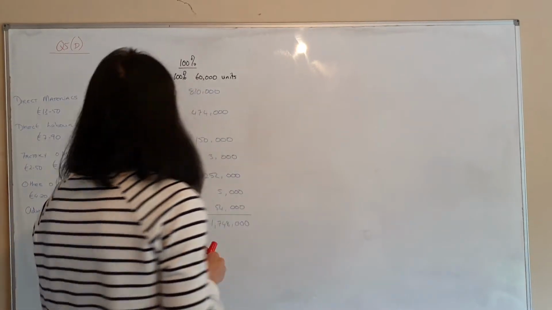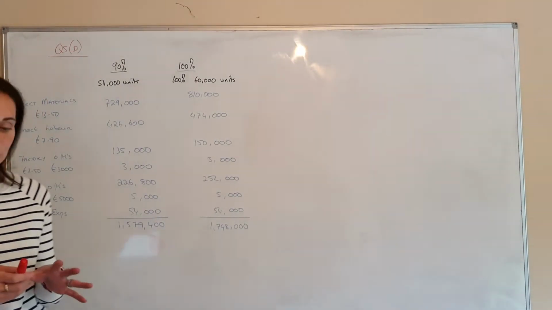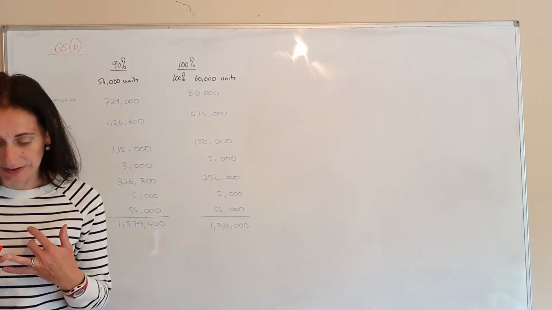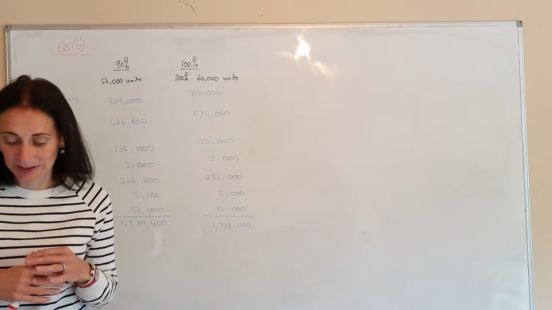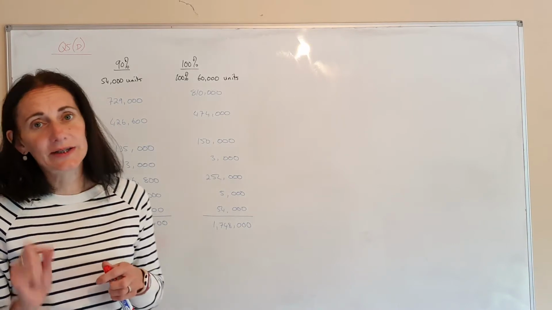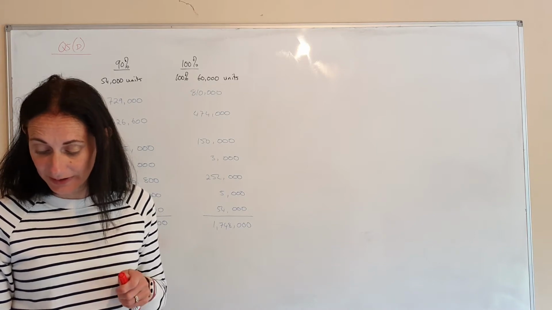Okay, so I'm doing on the board part D, and it asks you, can you do your flexible budget? And it says, can you do it for 90% and 100%? Now, the first thing is you need to know what 90 and 100% is. And I'll read the very start of the question. It says the budgets that you have below are 25%, 60% and 80%.